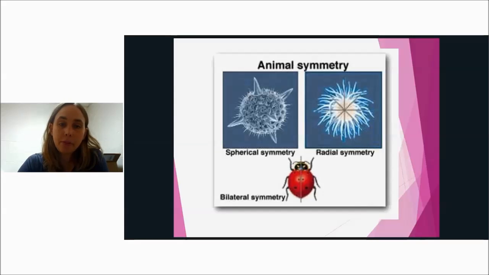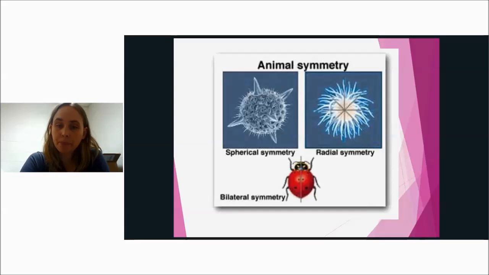So, if you look at the slide that you see right there, on the left you see spherical symmetry. A sphere is literally shaped like a ball. So anything that has a symmetry like a basketball or a soccer ball or any type of ball that you can think of has spherical symmetry.